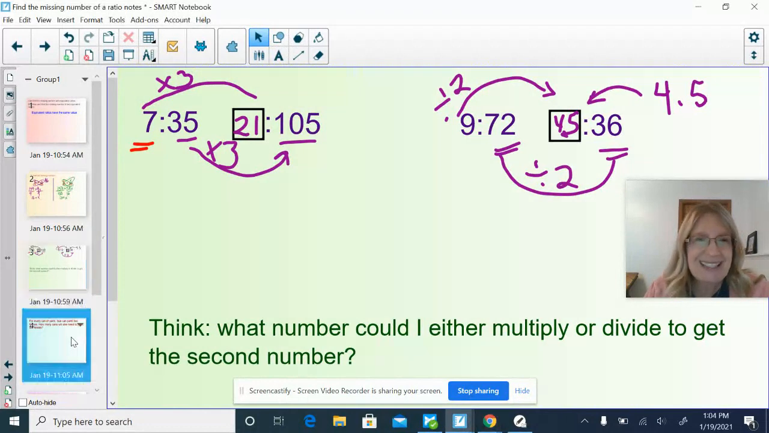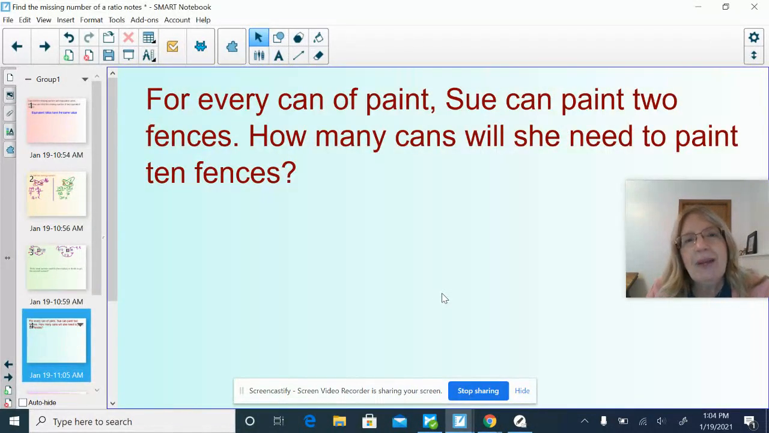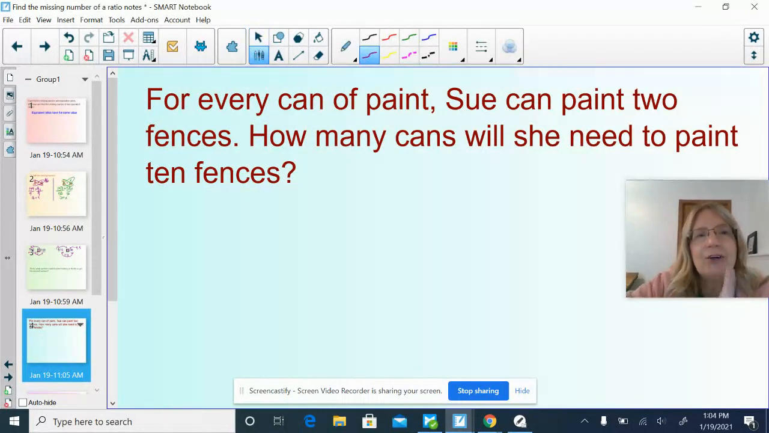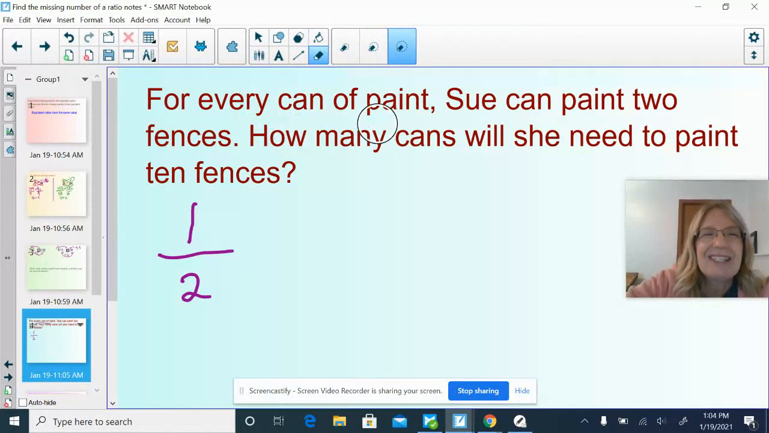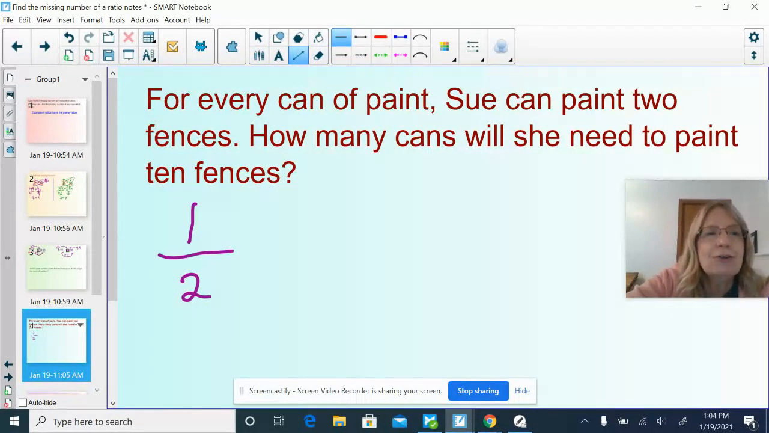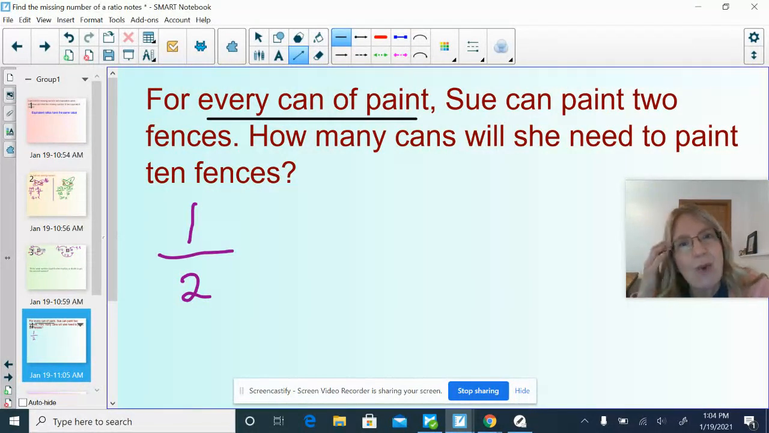Word problems. For every can of paint, Sue can make 2 fences. Here that is a ratio. For every can of paint, she can paint 2 fences. Did they really say the number 1 here? No. But let me just make that just more straight. For those of you who straight lines matter, I get it. For every can of paint, she can paint 2 fences. Here that as a 1. Every can of paint sounds like a 1.